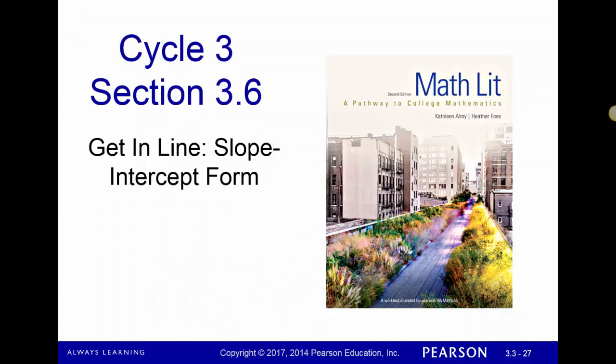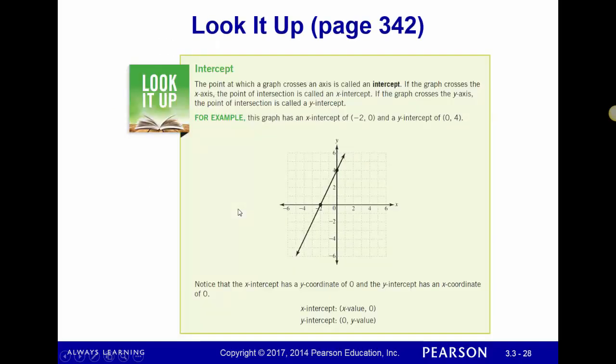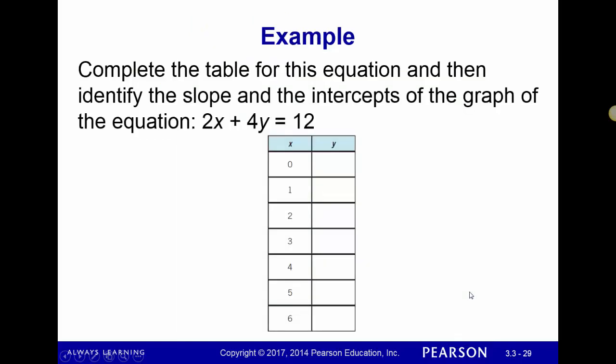And then the last section we're covering this week, again, we're talking about graphing linear relationships, slope-intercept form of a line. So we know that the point at which a graph crosses an axis is called an intercept. So in this case, the y-intercept is 0, 4. The x-intercept is negative 2, 0. Notice the x-intercept has a y-coordinate of 0 and the y-intercept has an x-coordinate of 0.